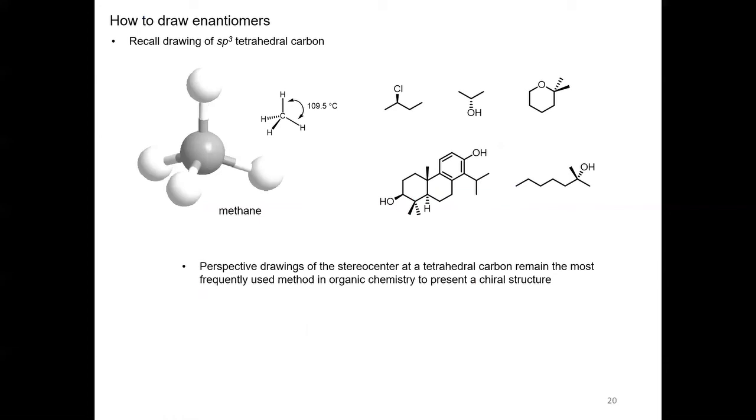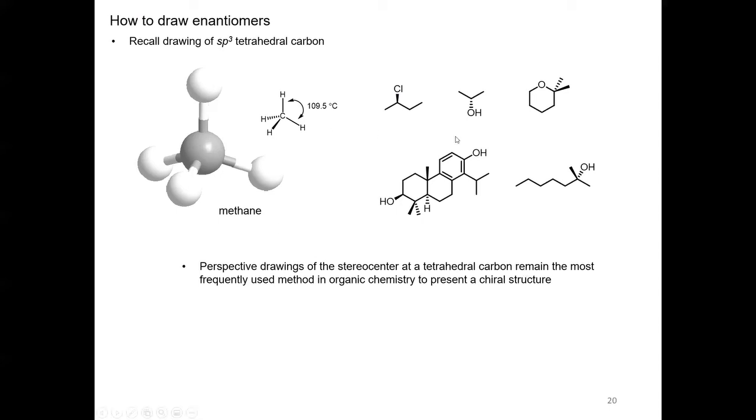Then we need to learn how to draw enantiomers. If you recall how we draw the sp3 tetrahedral carbon, we have a bold bond and a dashed bond. The bold bond means the bond is pointing toward you, and the dashed bond means it's pointing away from you. These are called perspective drawings. Up to now, perspective drawings of stereocenters at a tetrahedral carbon remain the most frequently used and accurate way.